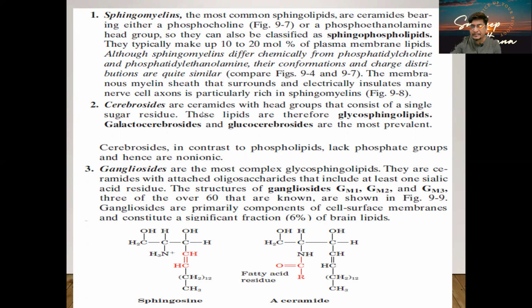Then we have another group, and basically they are found more in the axonic region of the neurons. Cerebrosides are another ceramide, whose head group consists of a single sugar residue, and these lipids are therefore called glycosphingolipids. That could be galactose, or that could be glucose. So these two groups are very popular. And cerebrosides, in contrast to the phospholipids, do not have the phosphate group.